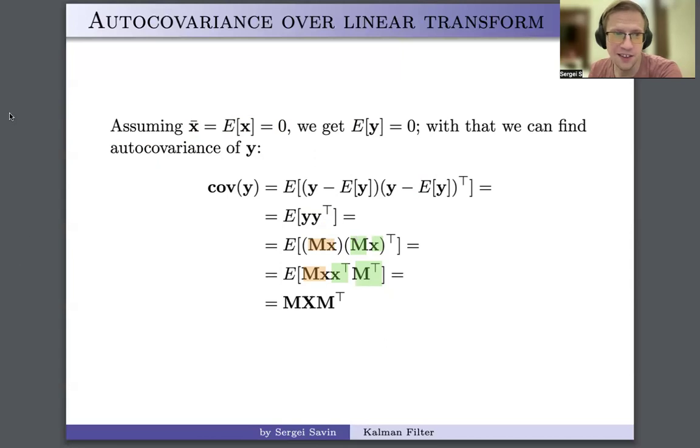But of course, this central expression here, X X transpose, the mean of this expression is just the autocovariance of X, right? And those M matrices can be thrown out of the mean. So we throw the M in front of the mean, and M transpose behind the mean, and then we have M, covariance of X, M transpose.